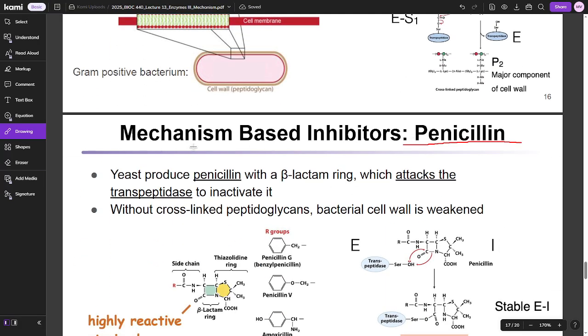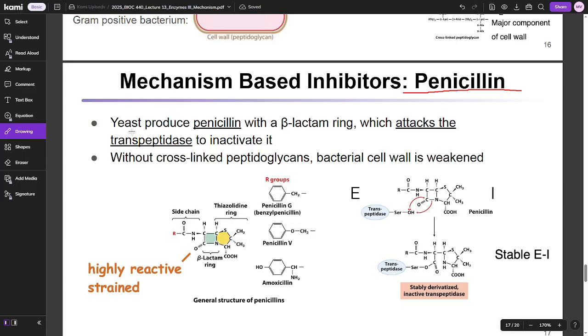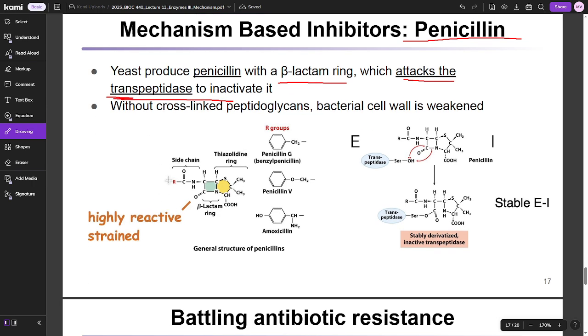Penicillin. Well, when we look at that, almost like I predicted this. I actually didn't even look at this beforehand. So yeast produce penicillin, right, which attacks transpeptidase to inactivate it. This is penicillin, or at least a part of penicillin, right? And the cool thing about this is the enzyme transpeptidase that's used to build these walls has a serine on it, right? But if you remember from OChem, these four-membered rings are so reactive, it's insane.